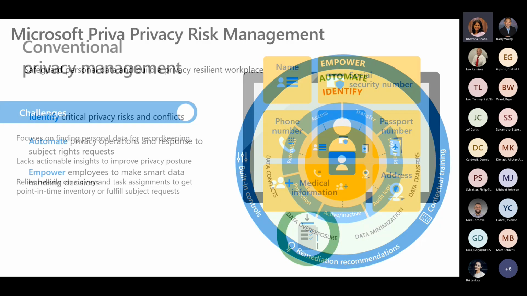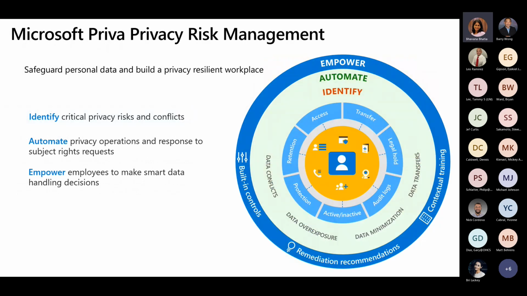Microsoft Priva can help overcome the challenges that we discussed, and it can help you streamline and automate privacy as well as subject rights requests. Currently, Microsoft Priva offers two products, at least in our commercial tenants. We have the privacy risk management solution, and then we have subject rights request. I will be talking today about the privacy risk management solution, and my colleague Leo will later talk about the Priva subject rights request solution.